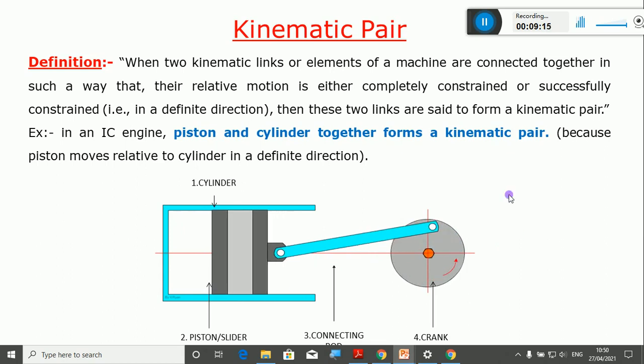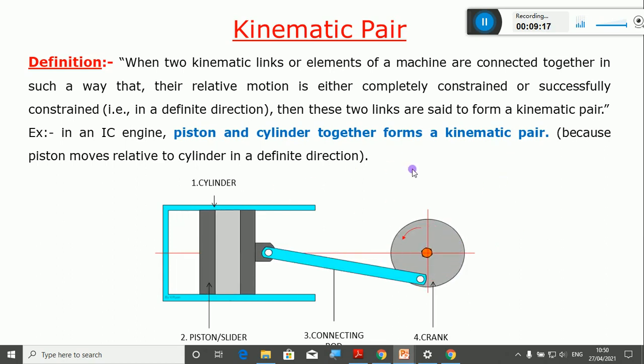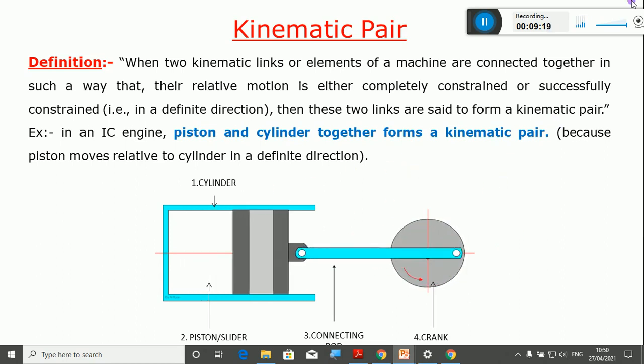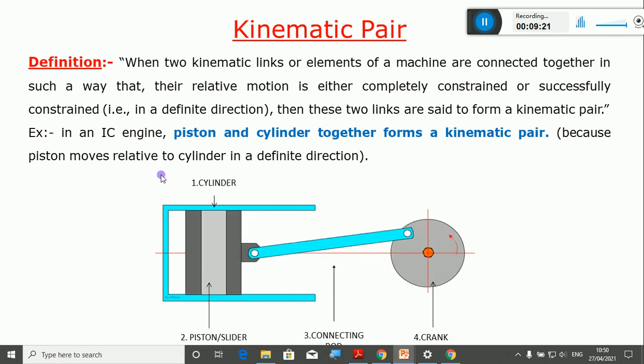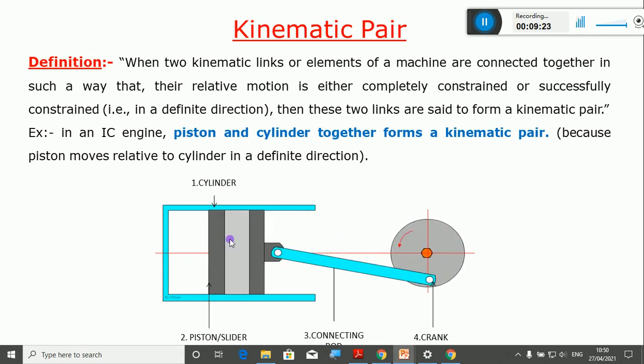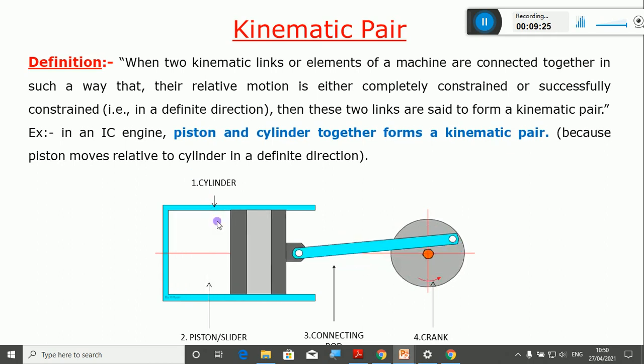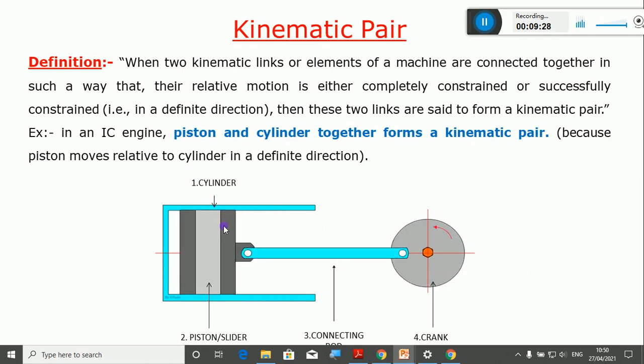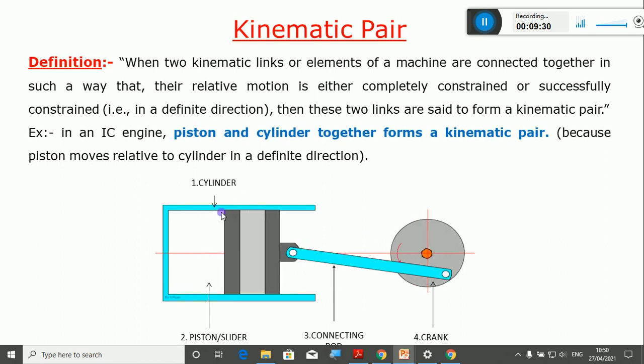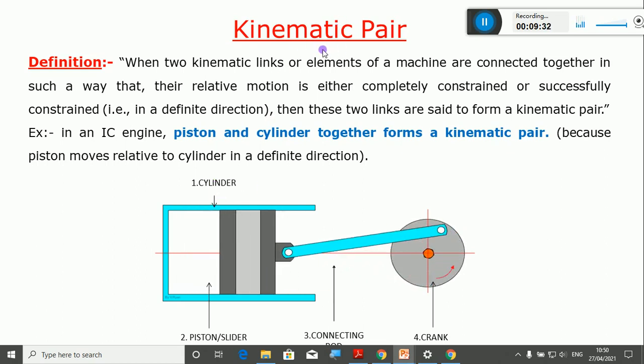Any doubts, please ask. Otherwise, I'll go to the classification of kinematic pair. Simply, you can call a combination of two links in such a way that their relative motion is restricted or constrained in a definite path. Such a combination of links I can call a kinematic pair.